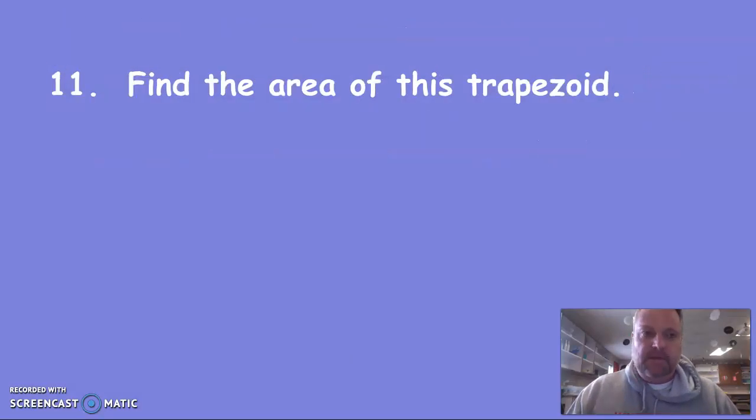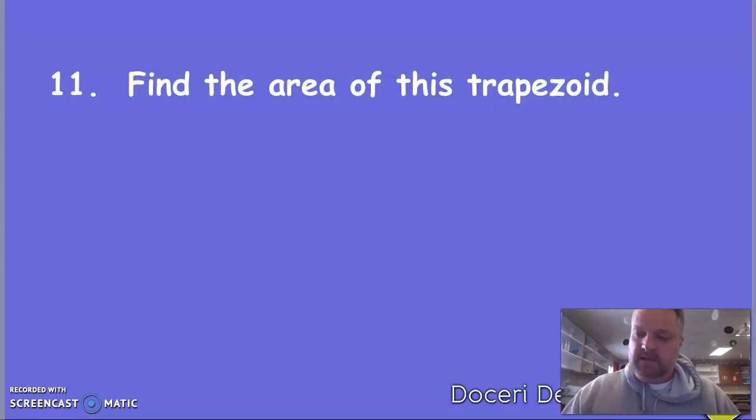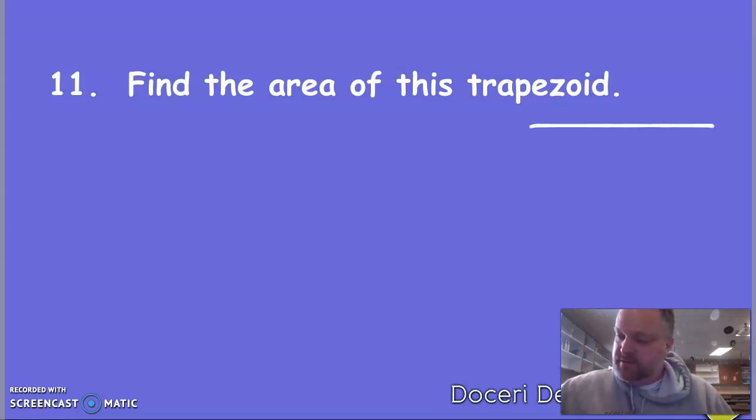Okay, let's move to number 11. Let's do a trapezoid. So I'm going to draw a trapezoid over here. I'm going to label the lengths here for you.